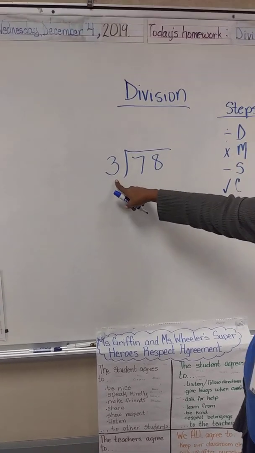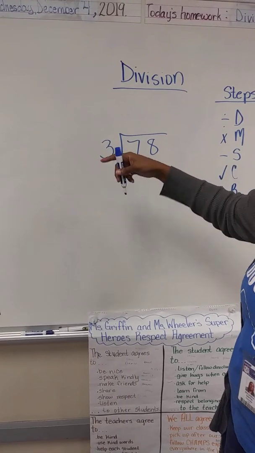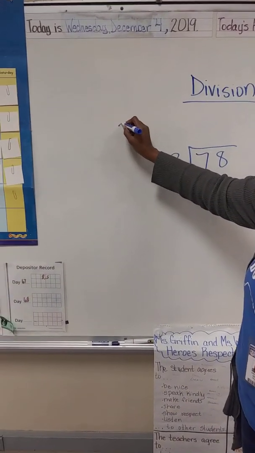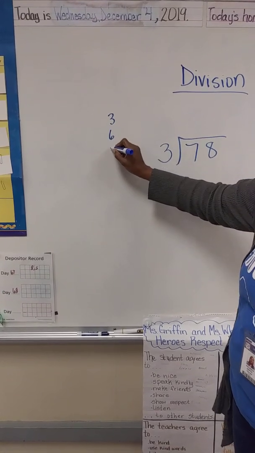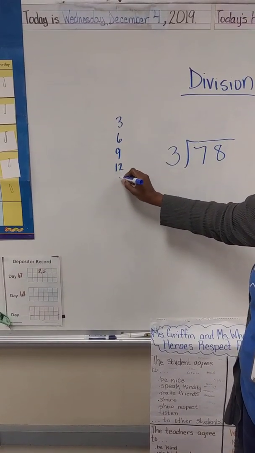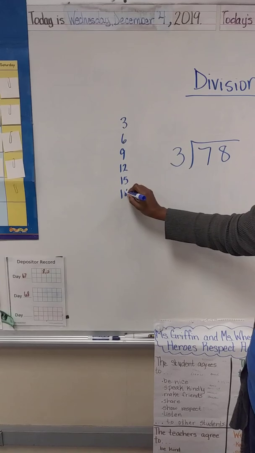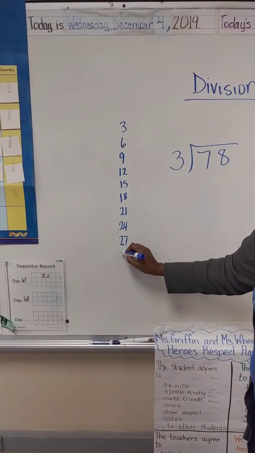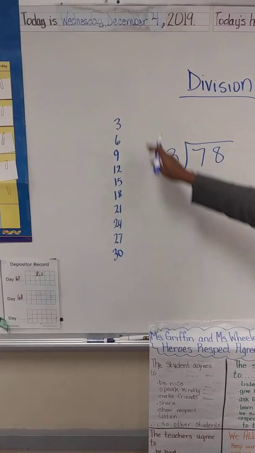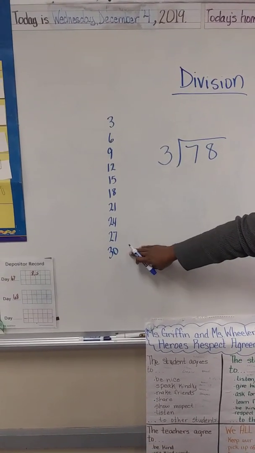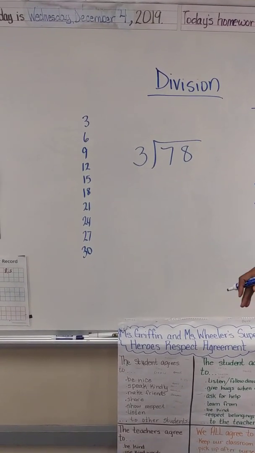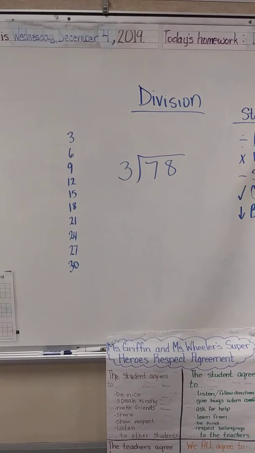So whatever our divisor is, we're going to write the multiples of the divisor. So 3 is our divisor, so we're going to write the multiples of 3: 3, 6, 9, 12, 15, 18, 21, 24, 27, and 30. These are what we use to help us with dividing, because the students know that division is the opposite of multiplication.